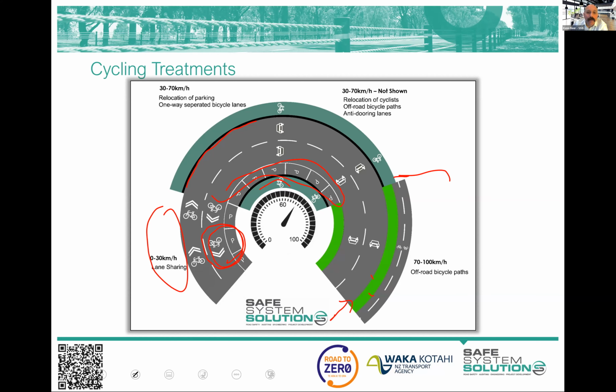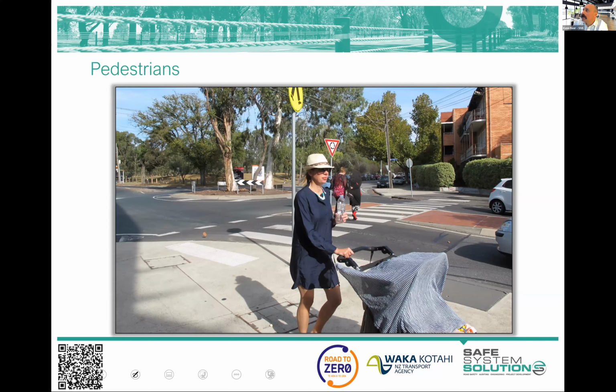Pedestrians. I'll briefly talk about pedestrians, but I'll maybe just pause, see if there are any questions that have come in at this stage. I just had a comment about experienced cyclists. They would rather own the lane in a roundabout rather than be on a separated path.